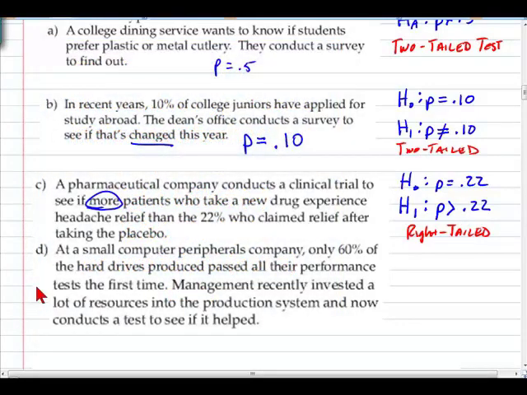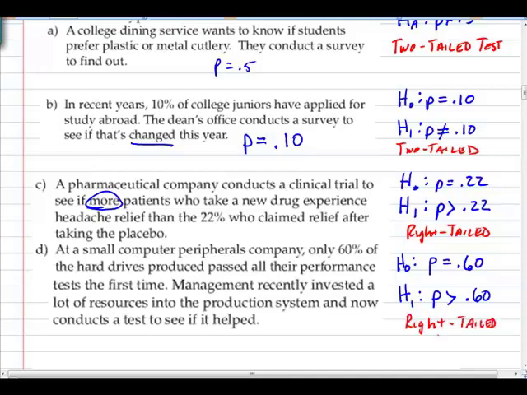Part D, it says at a small computer peripherals company, only 60% of the hard drives produced pass all their performance tests the first time. Management recently invested a lot of resources into the production system and now conducts a test to see if it's helped. What is our null hypothesis going to be here? 0.6. 60% of the hard drives passed their performance tests the first time. The alternative, we expect to see that percent go up that passed their performance test. And this would also be a right-tailed test.